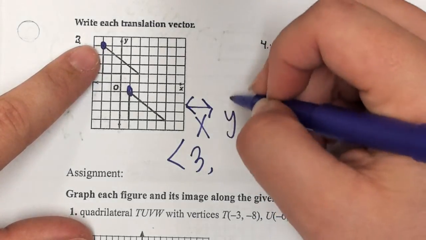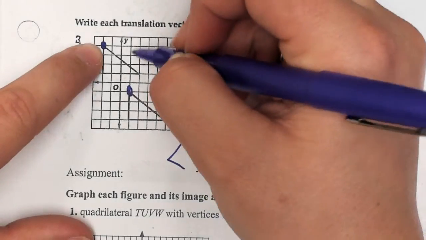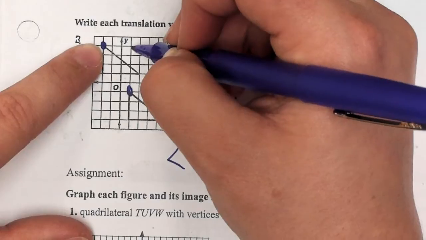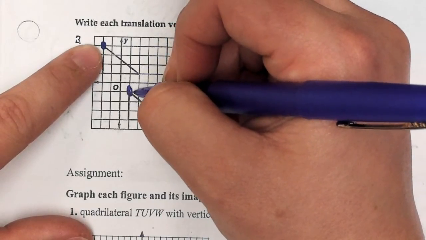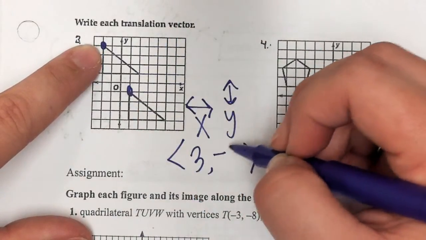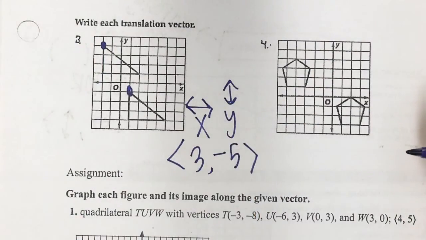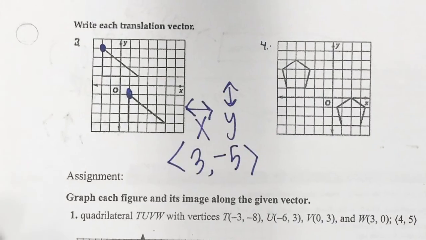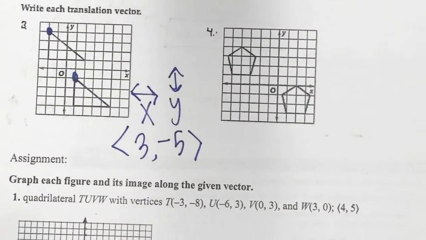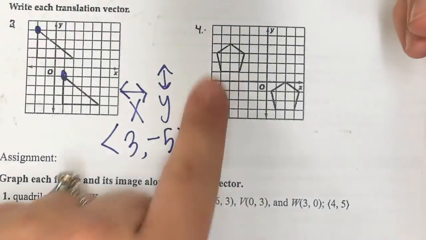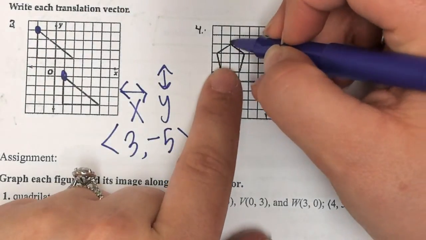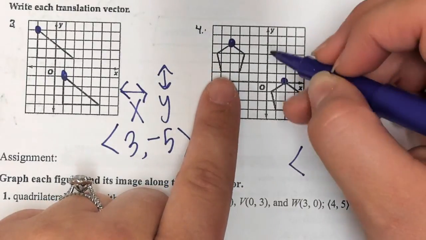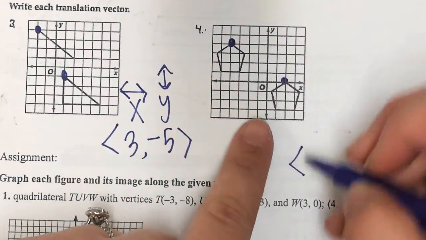Y tells me to go up and down. So from up here, I went 3 over, and then to get to the same point, I had to go 5 down, which means negative. So that's your vector. Same one for this one. Whatever point you use, make sure you're using the same spot on the other one. So 6 negative. Very good.